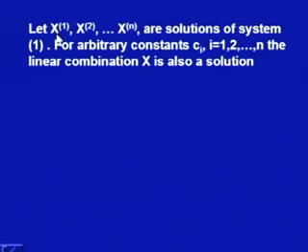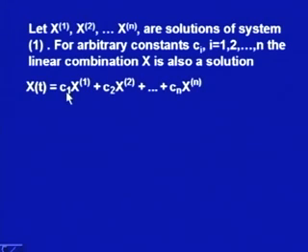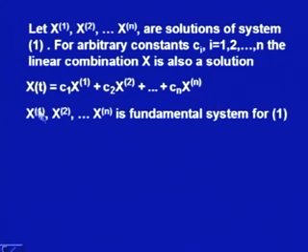Next, if x1, x2, xn are solutions of a system 1, then for arbitrary constants the linear combination x is also a solution. So, x(t) is written as c1 x1 plus c2 x2 plus cn xn. If we can write down the solution x(t) in this form, then we say that x1, x2, xn is a fundamental system for 1.